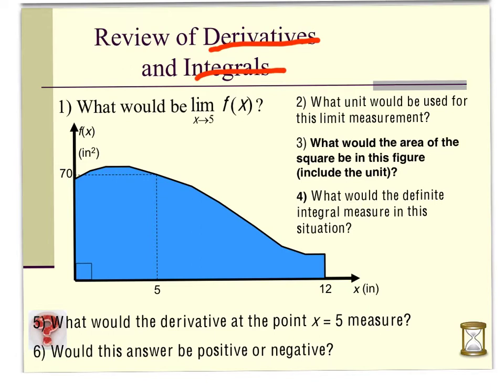You can do the same thing. You can trace it from both the right side and the left side, and you can see that they both match up. And then you find the y value of that. So the limit here would be equal to 70. That's where the y value of where the two sides mesh up.